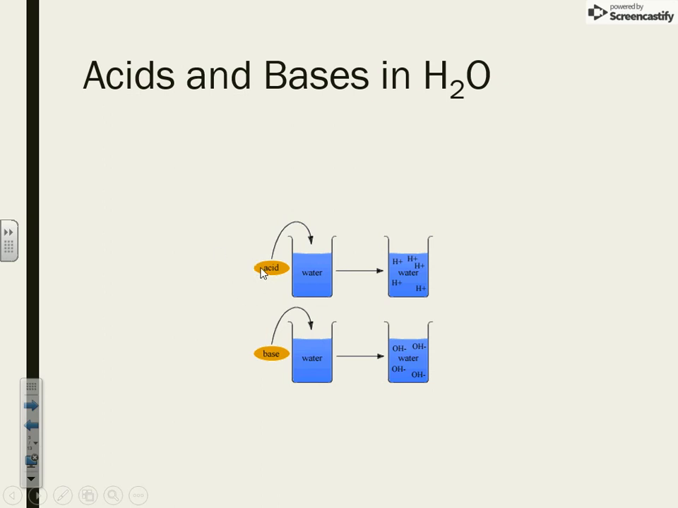Remember that when you add acid to water, you get these hydrogen ions. When you add a base to water, you get something called hydroxide ions. You might remember this from our chemical reactions unit when we talked about polyatomic ions. These are polyatomic ions, and they don't split apart. They stay oxygen and hydrogen.